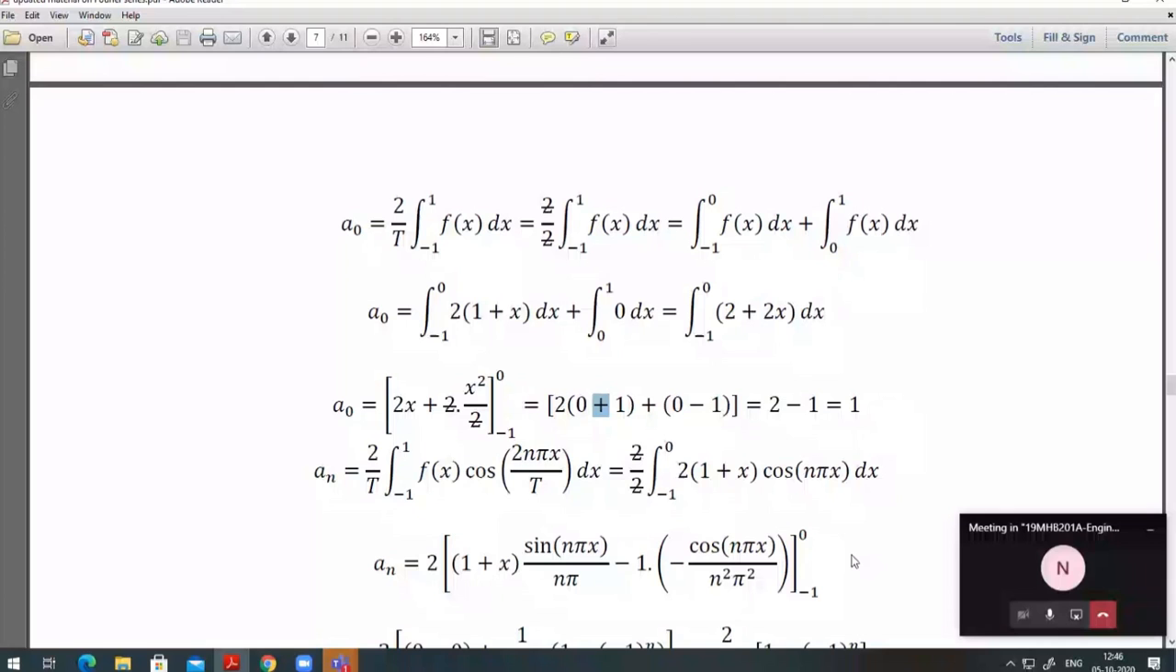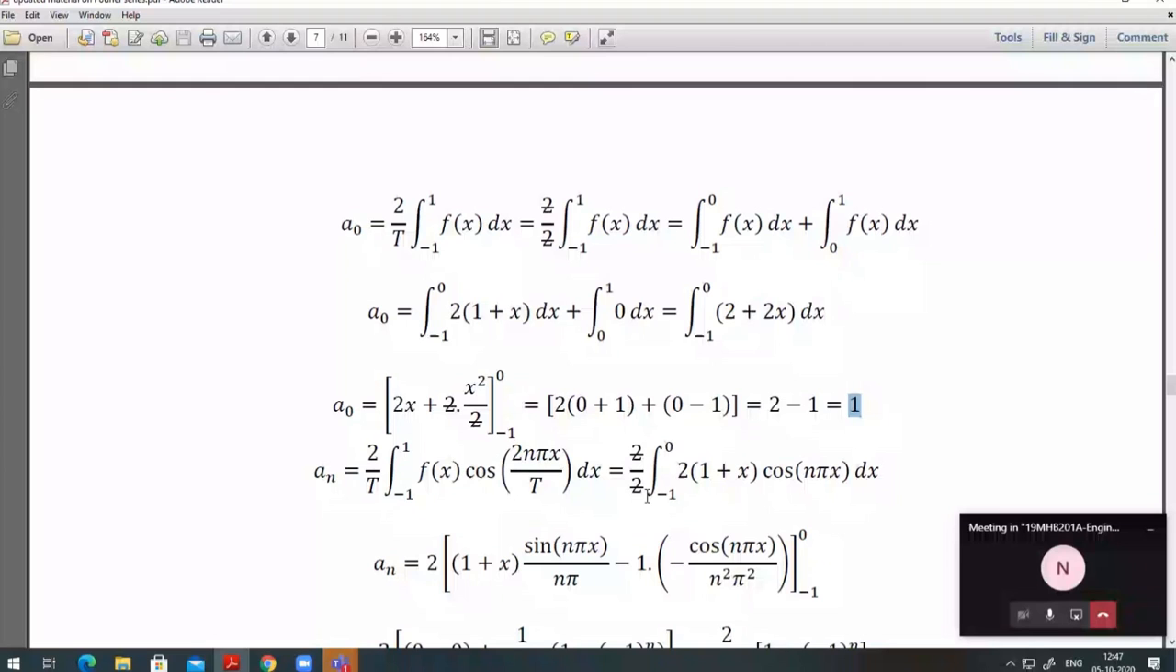Minus of minus lower limit is plus 1. Yeah, the answer is 1. So a naught is 1, and similarly a_n is defined as 2 by T integration from c to c plus T f of x cos 2n pi x by T. So the period is 2 and the limit is minus 1 to 1, which is further split as minus 1 to 0 and 0 to 1.